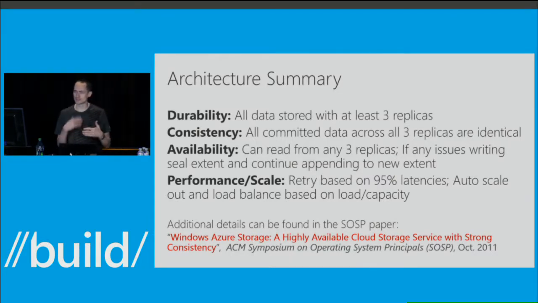Just the takeaways, just to summarize this, is for durability, within a given region, we keep at least 3 replicas. For consistency, we keep the replicas bitwise identical and only commit the data once we actually write the data across all 3 replicas for an extent. For availability, you can read from any of the 3 replicas. If there's any write issues in terms of write latency or failures, we just seal the extent, add a new extent at the end of the log, and just keep on writing. Don't look back. And for performance, we basically have this retry on 95% latencies, and we do the auto-scaling and load balancing for the partition layer and the DFS layers I just described. And there's much more details in the SOSP paper if you're interested.